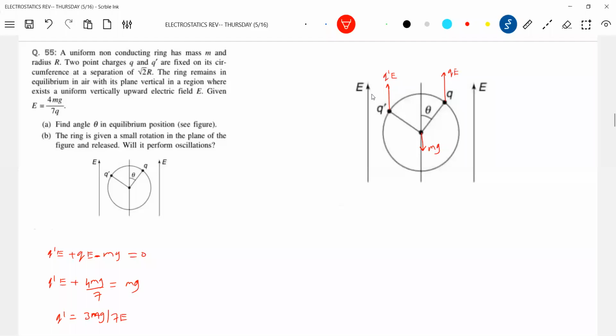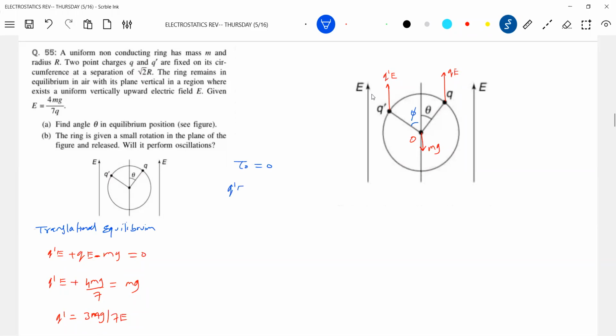We have calculated that. The angle theta in equilibrium position is asked. So definitely what should be the torque? The net torque should be 0, no? The net torque should be 0. About what point? About O. So this angle is an unknown, so let me take this angle phi. What is the torque setup? Q dash, net torque should be 0. This was translational equilibrium. Net torque about O should be 0.